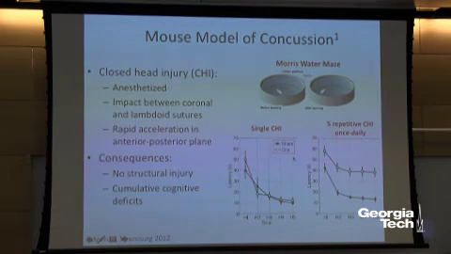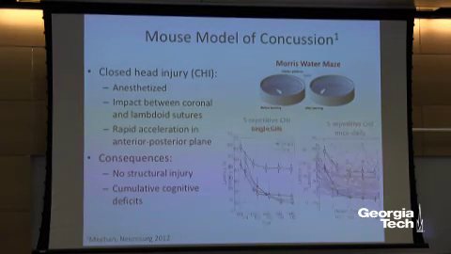But as we increase the number of hits spaced once daily, cognitive deficits start to emerge. This is 5 injuries spaced once daily, and I didn't show it here, but basically with 2 injuries, they might have mild cognitive deficits. With 3, there's a little more, and then with 5, there's a lot. So they get incrementally worse.